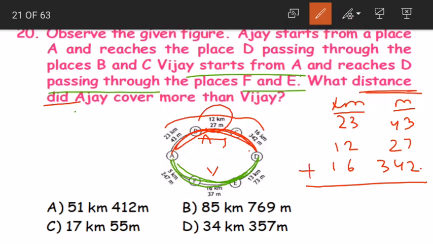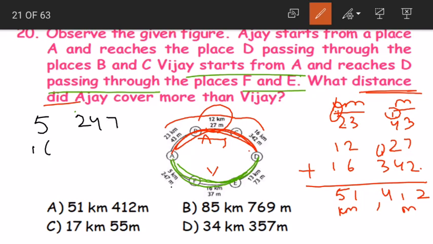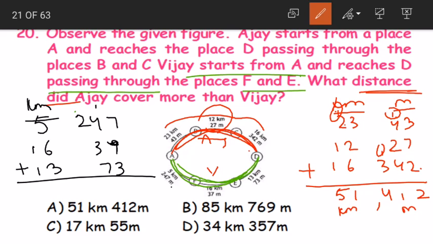Now adding all these three together, we have 12, then 5, 9, 11, 4, then we have 3 plus 2, 5 plus 6, 11, then we have 2, 3, 4, 5. 51 kilometers and 412 meters is the distance traveled by Ajay. Now coming to Vijay, I'll take black ink here. How much? 5 kilometers 247 meters, 16 kilometers 37 meters, 13 kilometers and 73 meters. Yes, this is kilometers and this is meters.